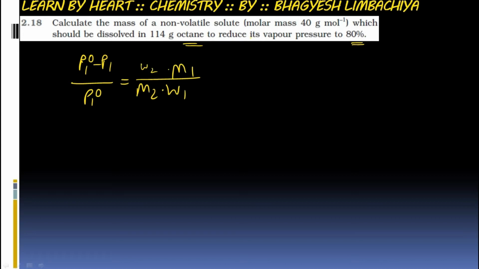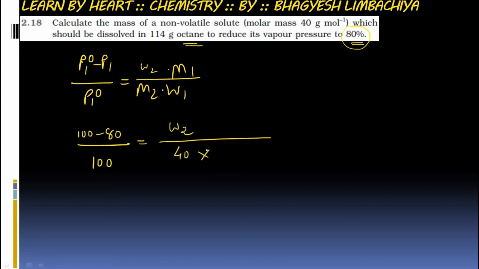Now 80% vapor pressure is decreased. That means if P1⁰ is 100, at that time P1 will be 80. So here we will write 100 minus 80, that is equal to W2, that is asked, and the molar mass is given to you, that is 40 gram per mole, and W1 is 114 gram, and the molecular mass of octane is also 114.